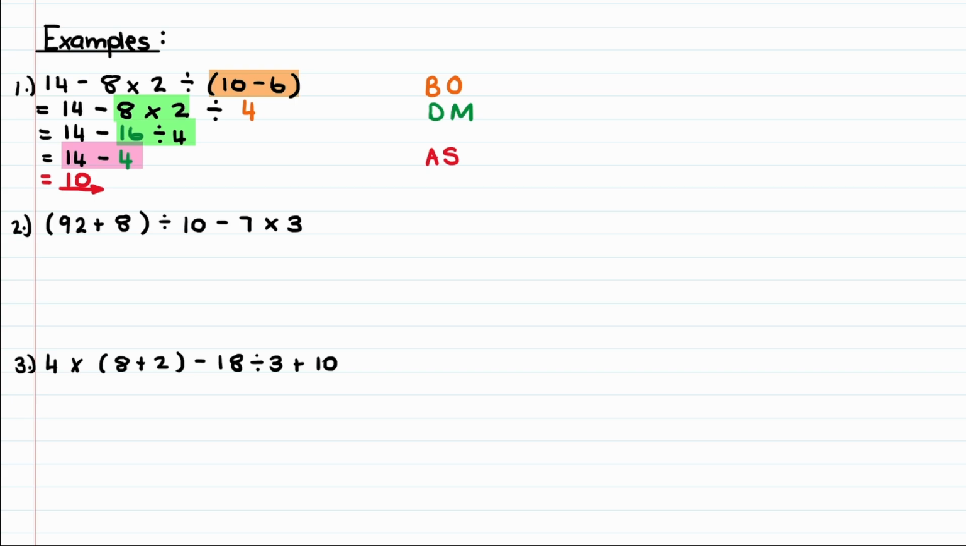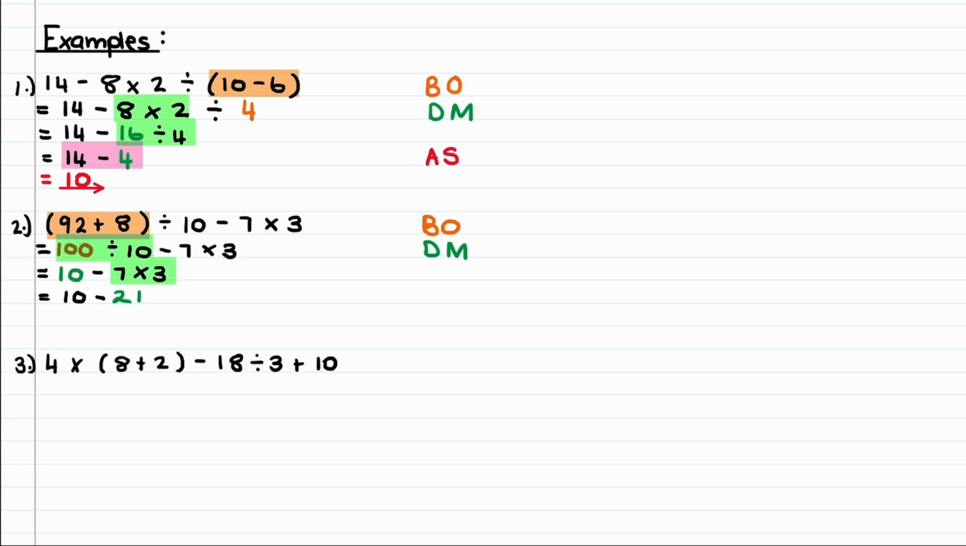Question 2. Step 1. Solve brackets. 92 plus 8 equals 100. Step 2. Divide and multiply. 100 divided by 10 appears first, so we solve this first, leaving us with an answer of 10. Now we can multiply the 7 and the 3, which leaves us with 21.